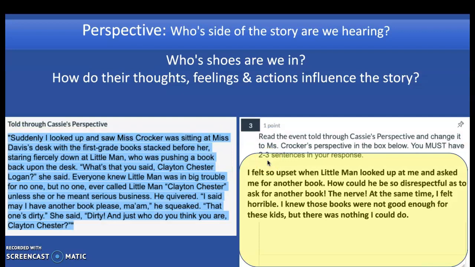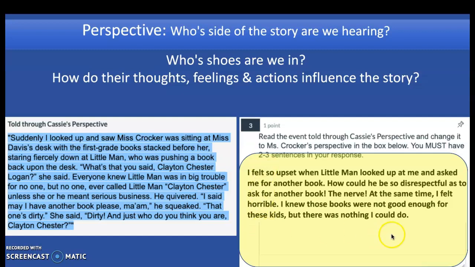So here's our answer from Miss Crocker's perspective. These are Miss Crocker's shoes, or Miss Crocker's side of the story. "I felt so upset when Little Man looked up at me and asked me for another book. How could he be so disrespectful as to ask for another book? The nerve! At the same time, I felt horrible. I knew these books were not good enough for these kids, but there was nothing I could do."